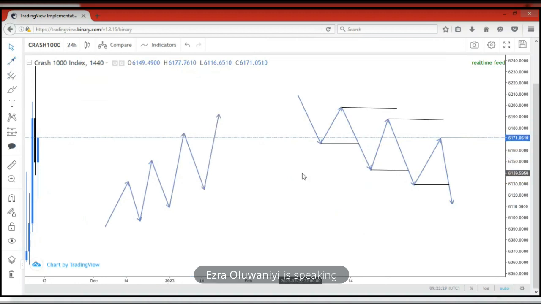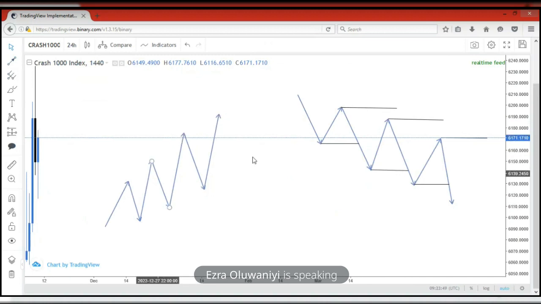So when you see this, you should know that price is buying, creating a series of higher highs and higher lows: higher high, higher low, higher high, higher low, higher high. This is a higher high because it's higher than this. This is a higher high because it's higher than this. This is a higher low because it's higher than this low.